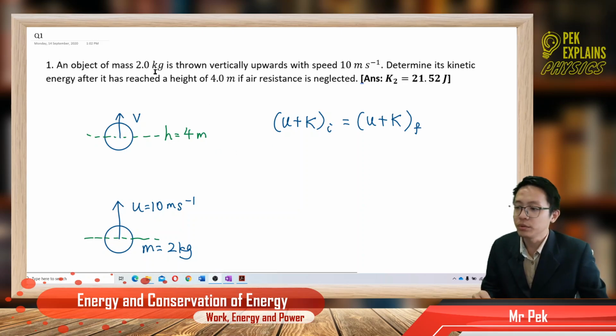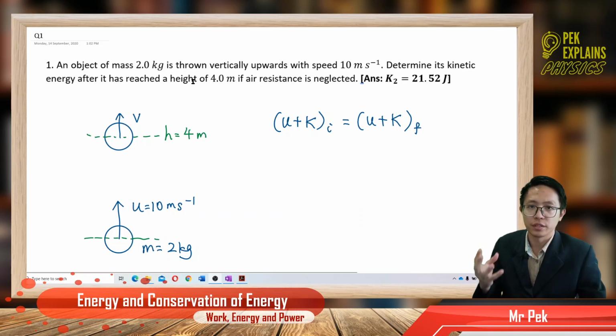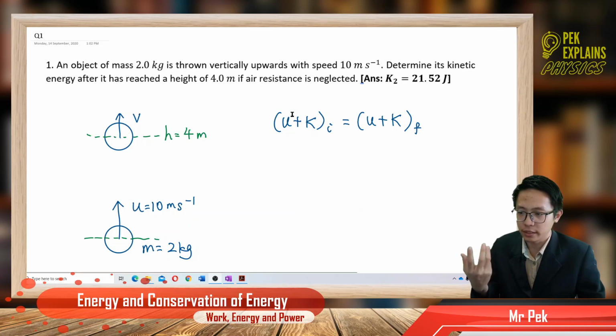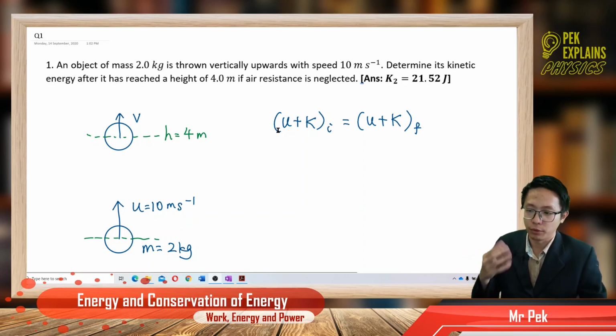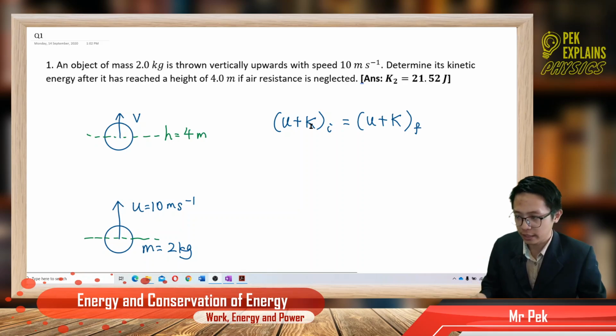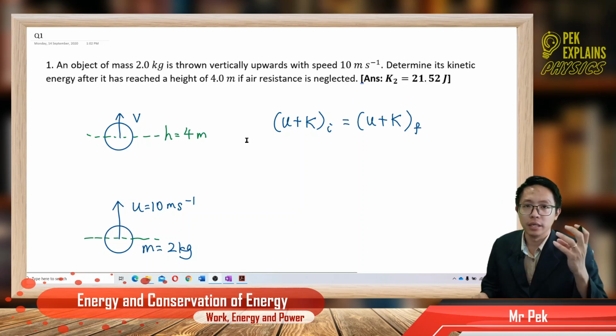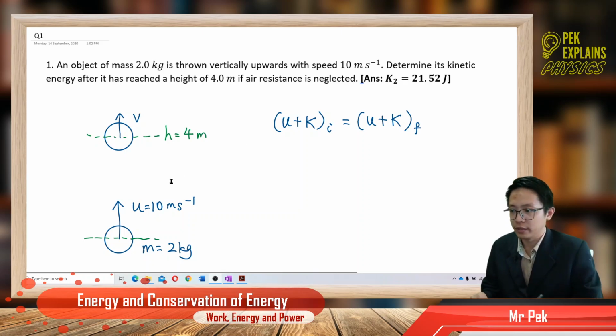An object of mass 2 kg is thrown vertically upwards with speed 10 meters per second. Determine its kinetic energy after it has reached a height of 4 meters if air resistance is neglected. To solve this question, we use the principle of conservation of energy. Here only the mechanical energy is involved, which is the gravitational potential energy and kinetic energy. So to do this, we need to look at the initial energy and final energy.